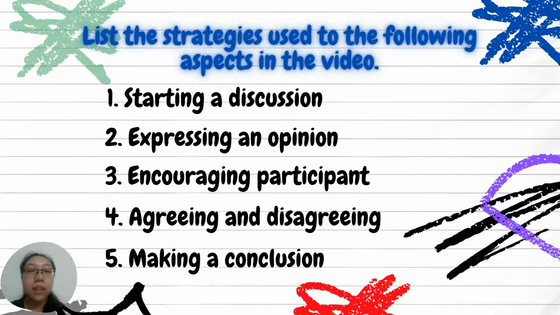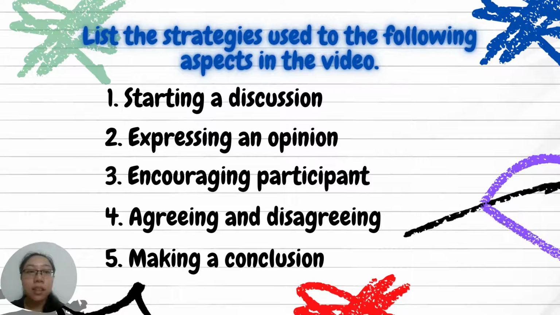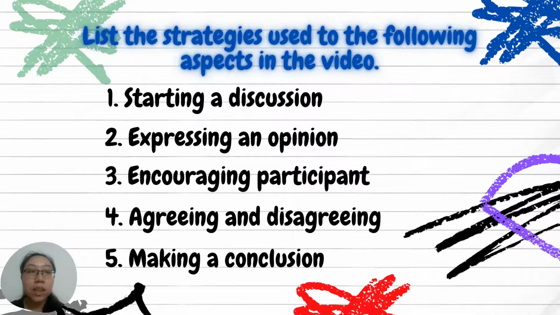Today, my group are going to talk about strategies that we can use during group discussion based on Video D. Video D is about the common challenges that students face when studying abroad. This slide is about the strategies used in the video. The strategies are starting a discussion, expressing an opinion, encouraging participants, agreeing and disagreeing, and also making a conclusion. These strategies are important to ensure that the group discussion can continue and they can come with a conclusion about an issue that they are talking about.